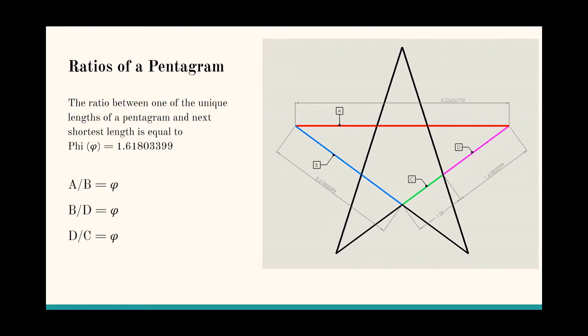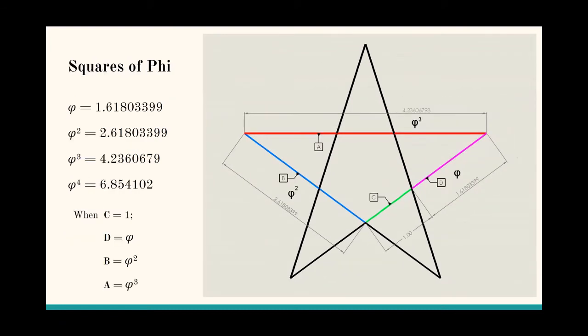Now let's try and see where else phi can be found in a pentagram and what else these numbers might mean. If we look at the powers of phi, we see that phi squared is equal to length B of our original pentagram. Phi cubed is equal to side A, and phi to the fourth is a number we haven't seen yet, but it might show up later. So therefore, when side C is equal to 1, D is equal to phi, B is equal to phi squared, and A is equal to phi cubed.